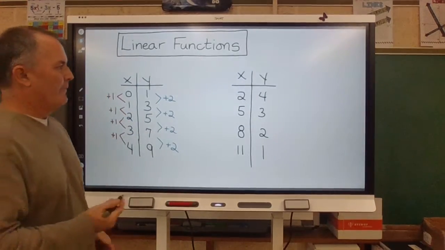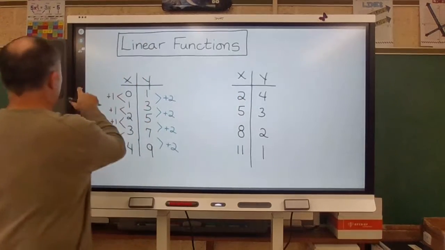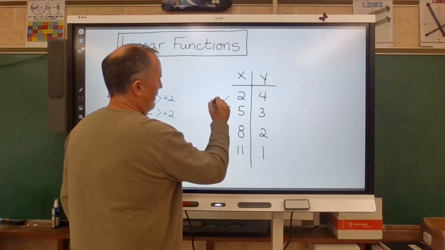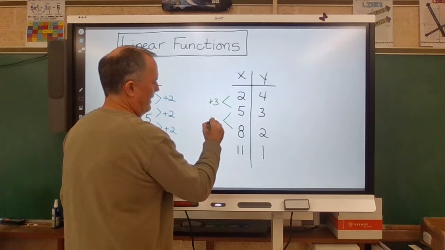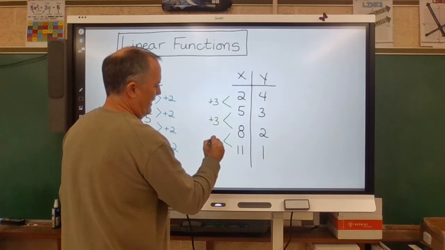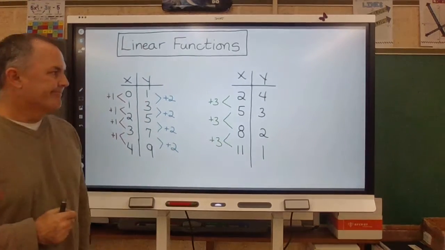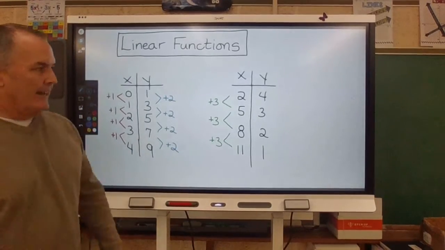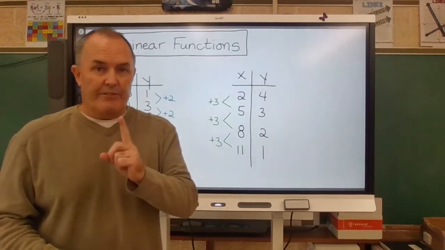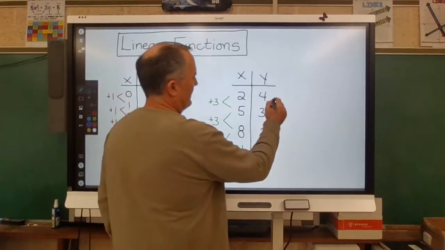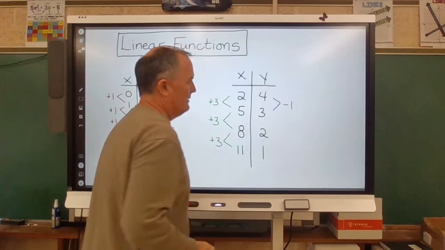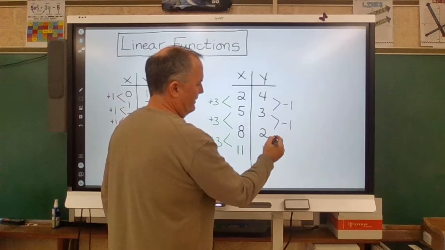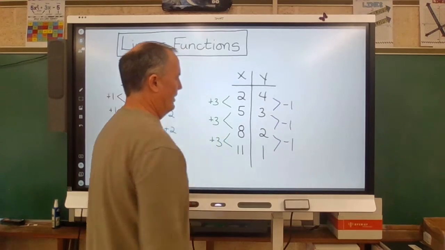Let's look at another example. So over here, just to change up the colors a little bit, we're going to go up 3. We also go up 3, and we go up 3 again. Now let's look at the actual outputs, and see that this is a constant change, the very first difference. So here, we're going to go down 1, from 4 to 3. From 3 to 2, we're going down 1. And from 2 to 1, we're going down 1.